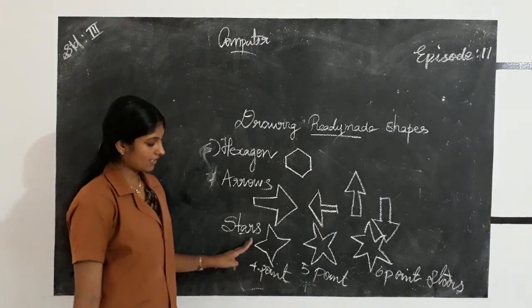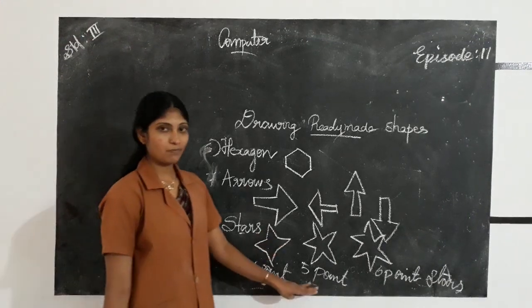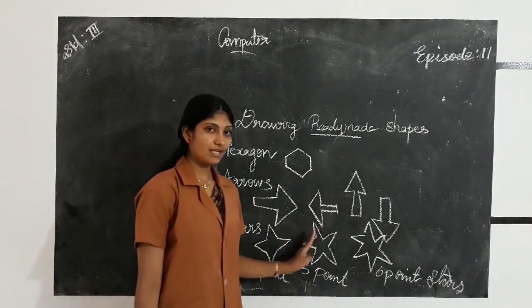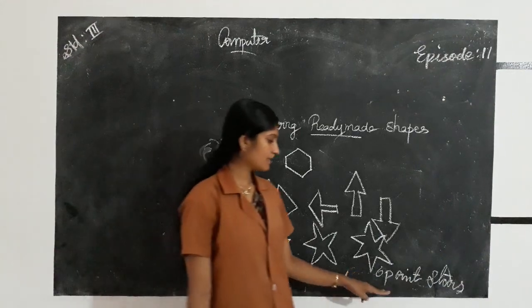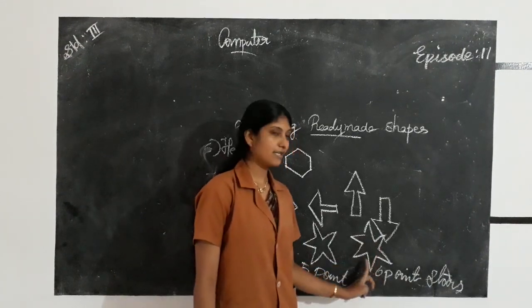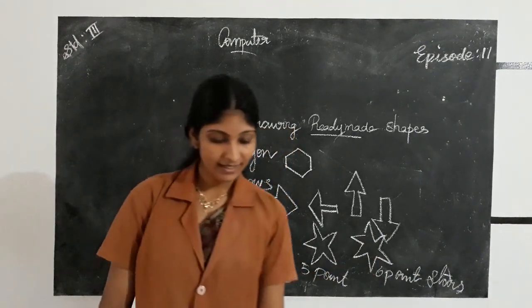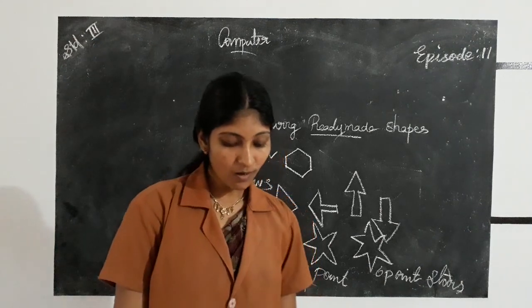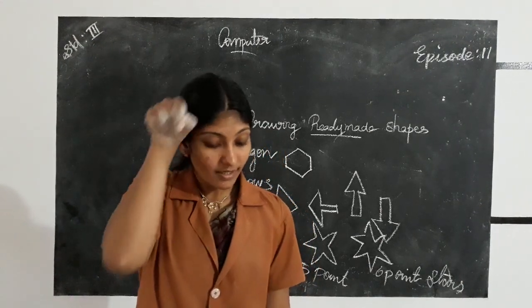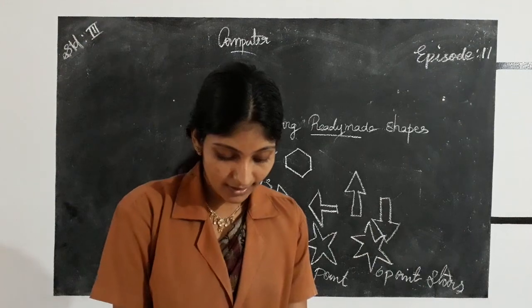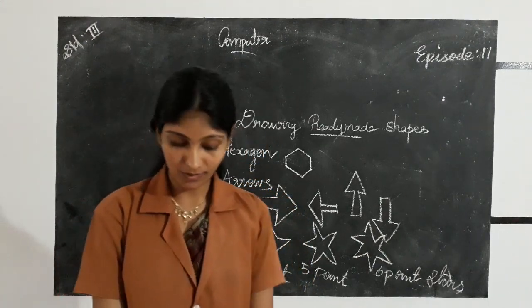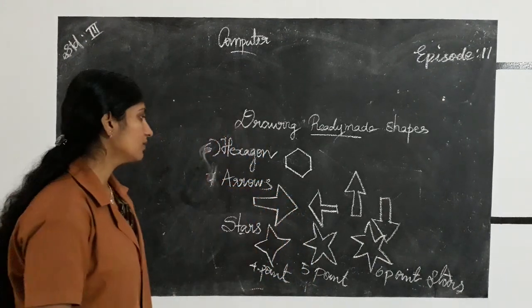4-point star, which contain 4 points. 5-point star, which means it contains 5 points. Then 6-point stars, which contain 6 points. Then next is call out, which include rounded rectangular call out, oval call out, and cloud call out.